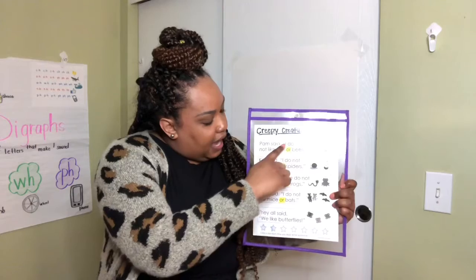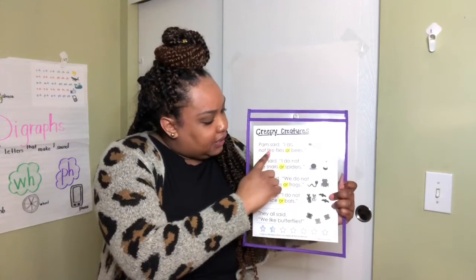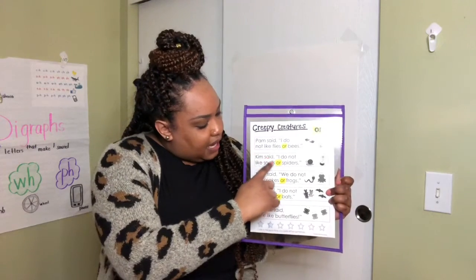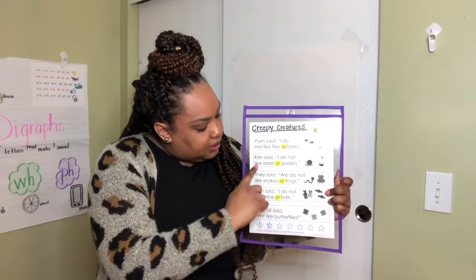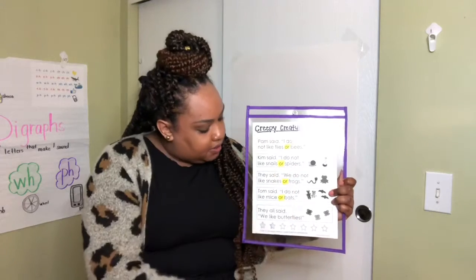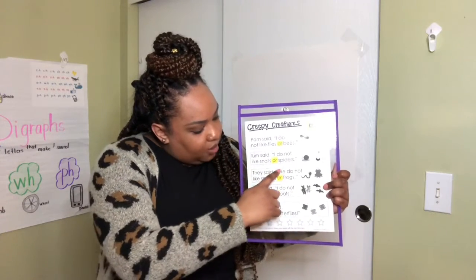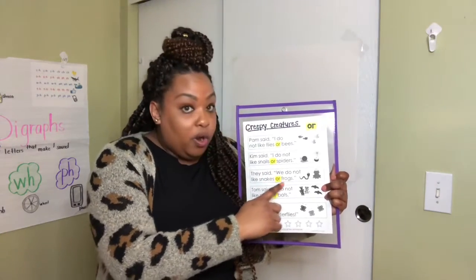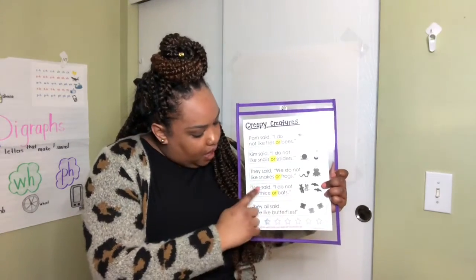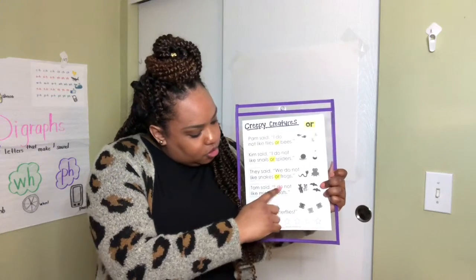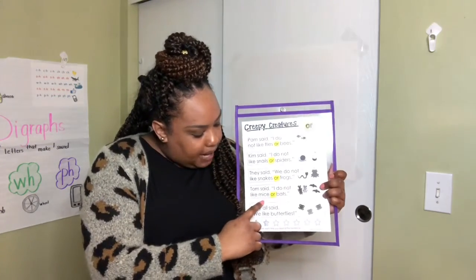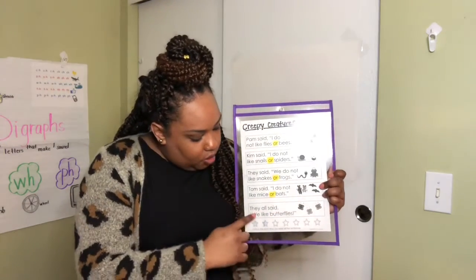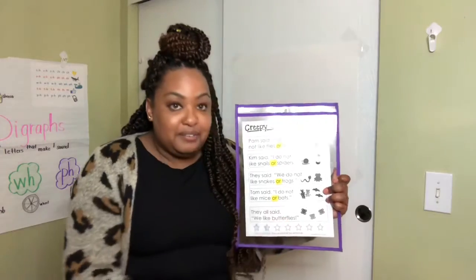Pam said, I do not like flies or bees. Kim said, I do not like snails or spiders. They said, we do not like snakes or frogs. Tom said, I do not like mice or bats. They all said, we like butterflies.